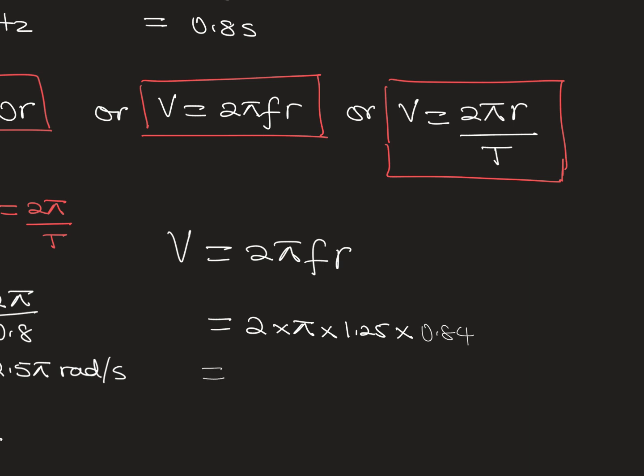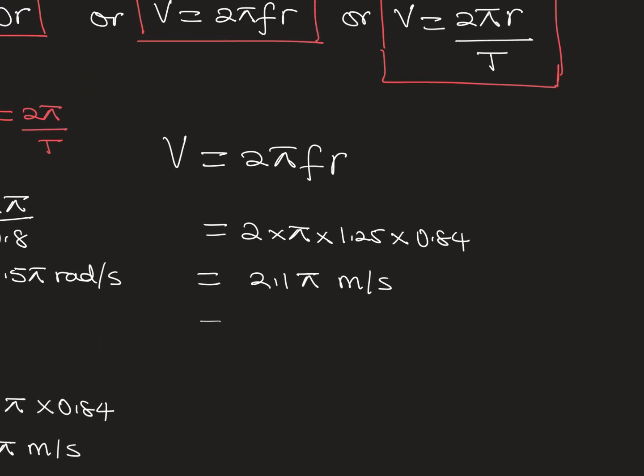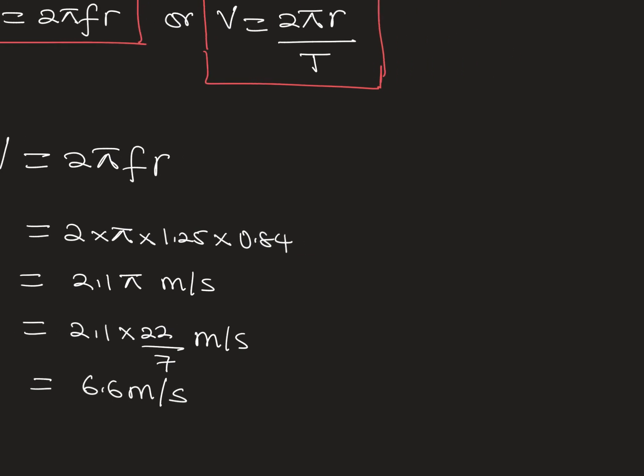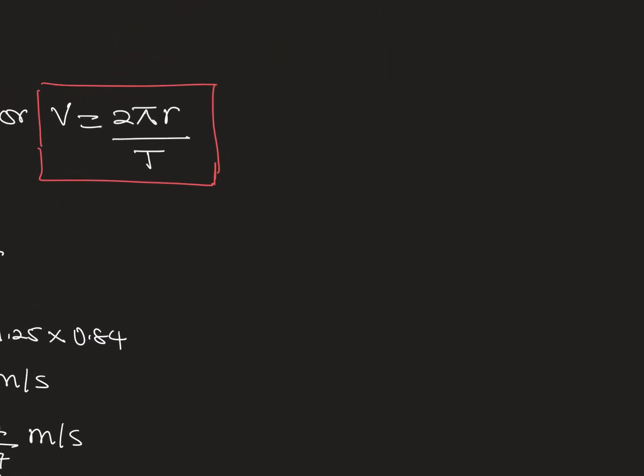2 times 1.25 times 0.84 is 2.1. So that will be 2.1 pi meters per second. If we substitute the value of pi, that will be 2.1 times 22 over 7 meters per second. 2.1 times 22 over 7 is 6.6 again. So 6.6 meters per second. Whichever formula works for you, you just stick to that.